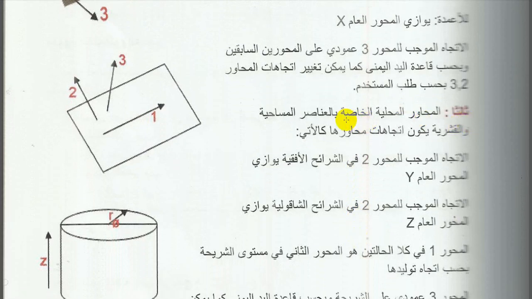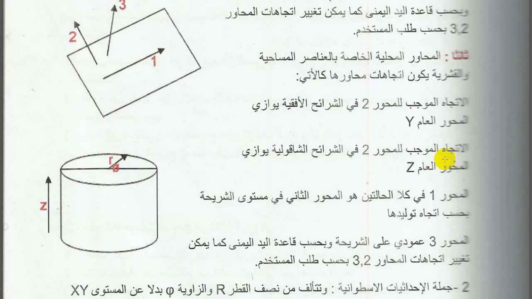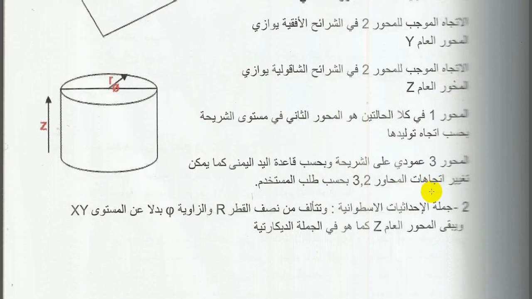3. The local specialized axis with the superficial elements and the shell elements will be oriented as follows. The positive axis 2 in the horizontal slices will be parallel to the global axis y. The positive orientation of axis 2 in the vertical slices will be exactly parallel to the global axis z. Axis 1 in both cases is the second axis in the planar slice, according to the generation orientation.